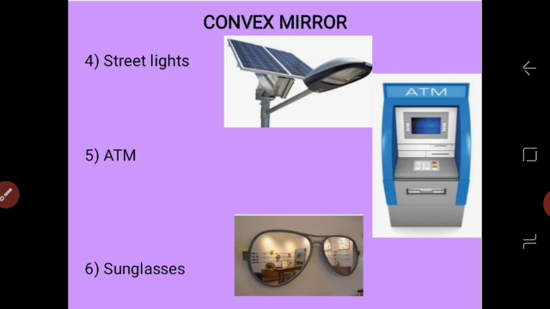The shape of sunglasses is also curved convex outward, although they are not mirrors. Because if we put a mirror in front of our eye, we will not be able to see. But we are just talking about the shape of the glass used in sunglasses, that is convex.